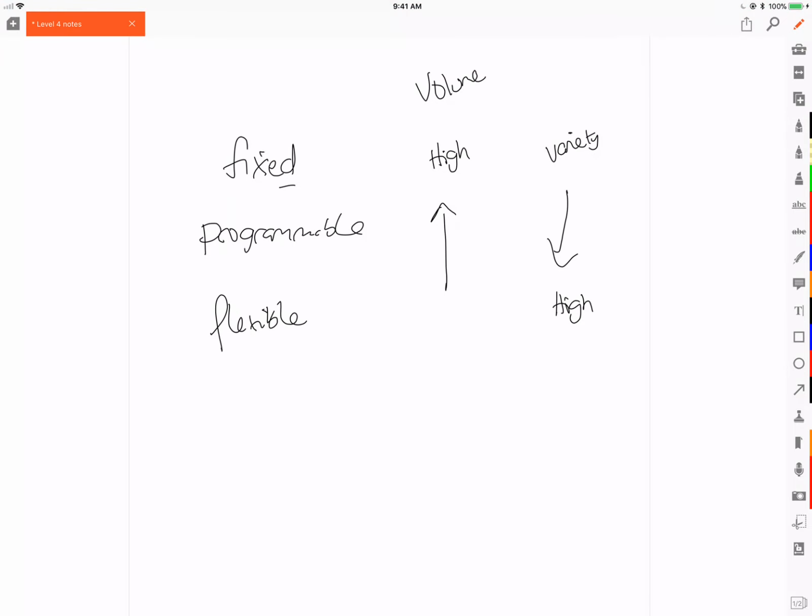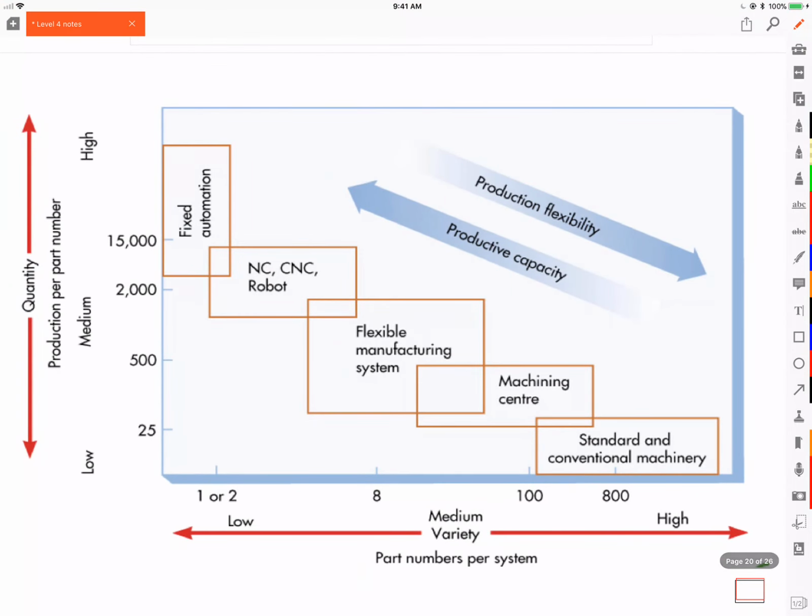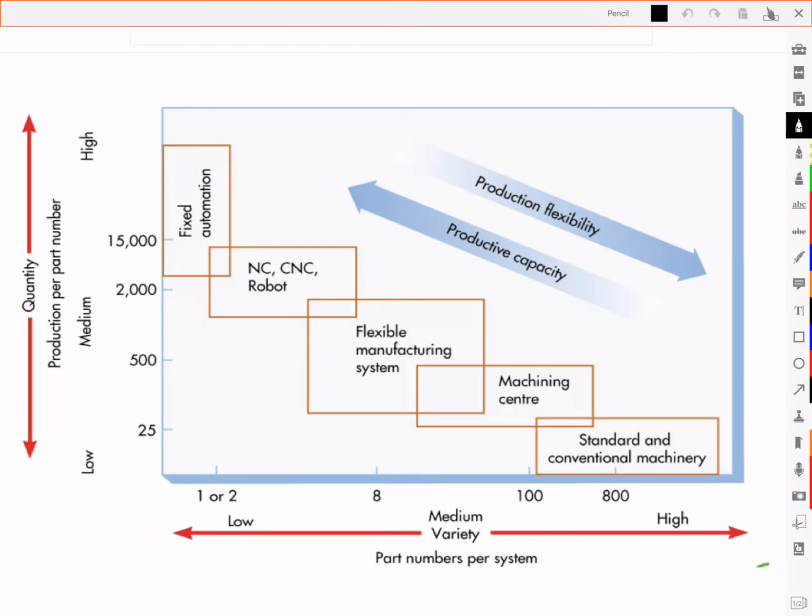We could look at another graph that kind of shows you that same trade-off. So here you have fixed automation with the highest capacity, and then you have your flexible manufacturing system, which gives you a little bit more variety. But then, of course, the standard and conventional machinery, that's your job shops with your very general purpose equipment on the other extreme.